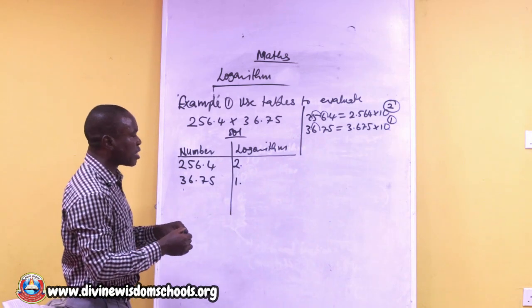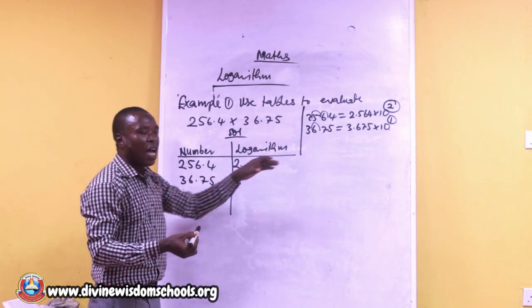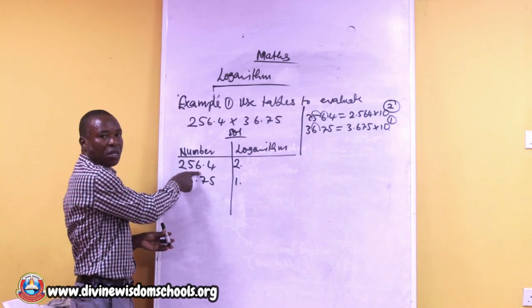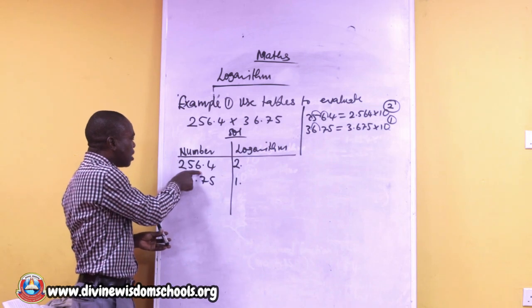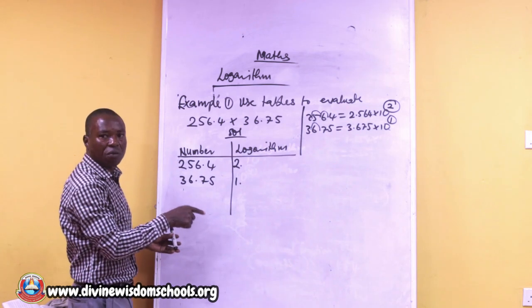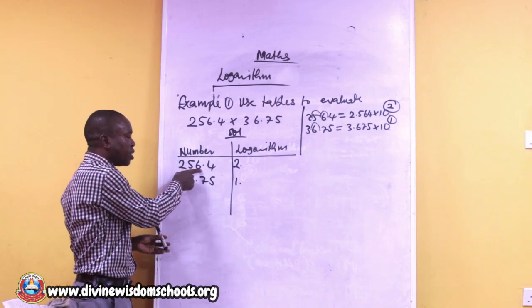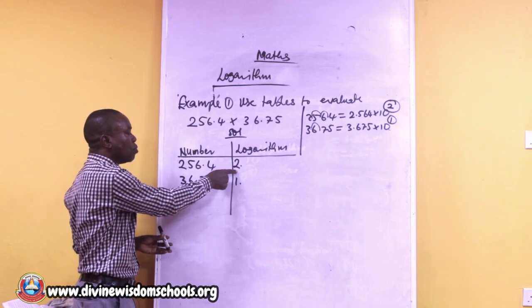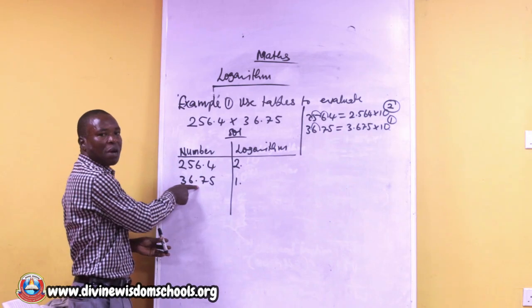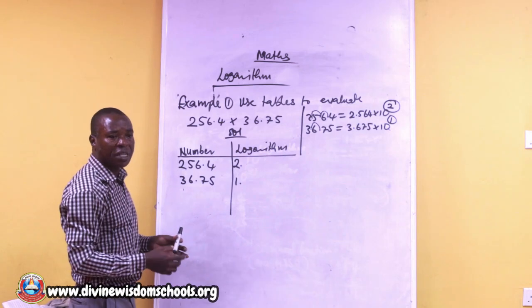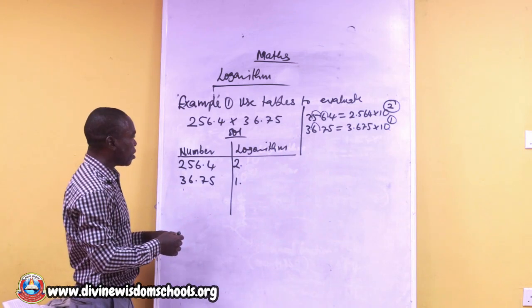Now in the subsequent examples, I'm not going to be doing that. What I will do is just for you to count the number of digits behind the decimal point. You count the number of digits behind the decimal point and subtract 1 from it. For example, here we have 3 digits behind the decimal point: 1, 2, 3. If I remove 1 from 3, I will get 2. I have 2 digits behind the decimal point here. If I remove 1 from 2, I have 1. So that is how we are going to be solving it in our subsequent examples.